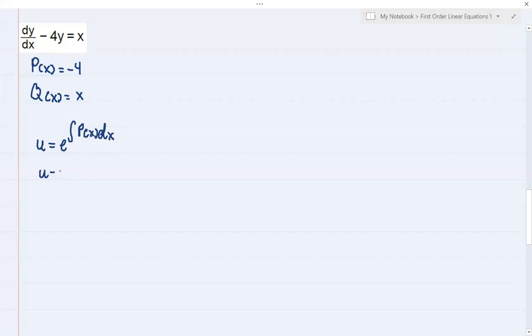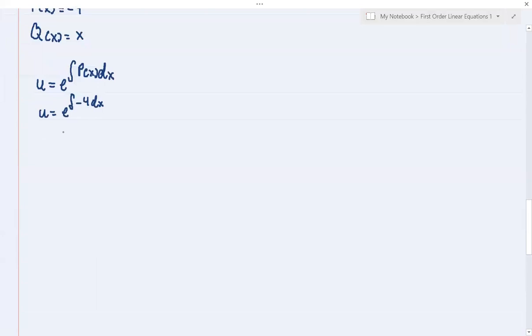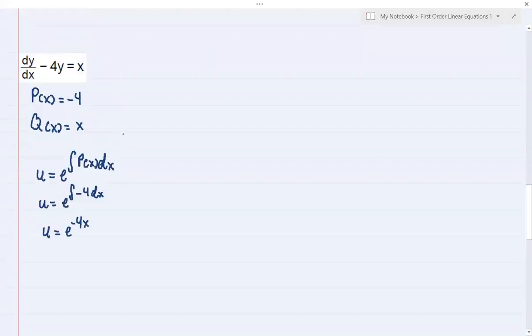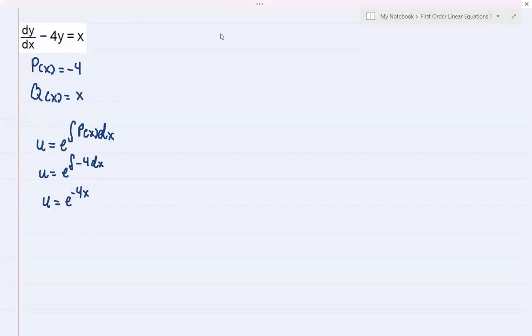Okay, your p of x is basically negative 4. So we will have e raised to the integral of negative 4. So, what is the integral of negative 4? The integral of negative 4 is negative 4x. So, we will have e raised to negative 4x. Okay. So, we're done with finding your u, which is your second step.